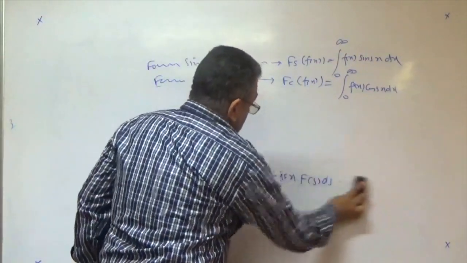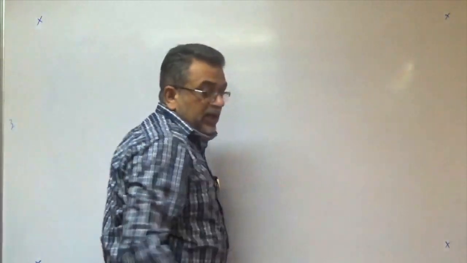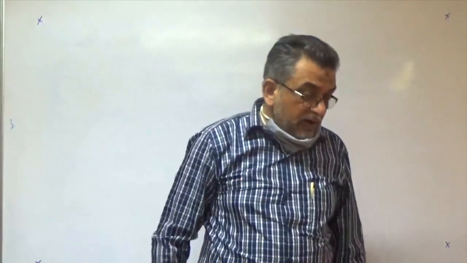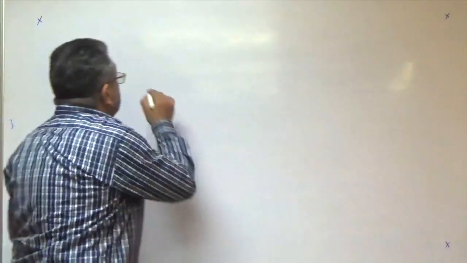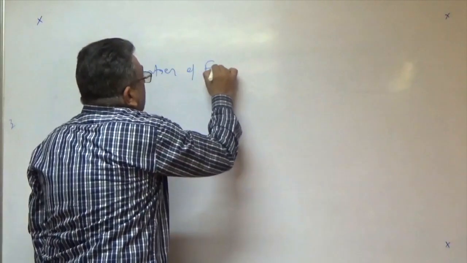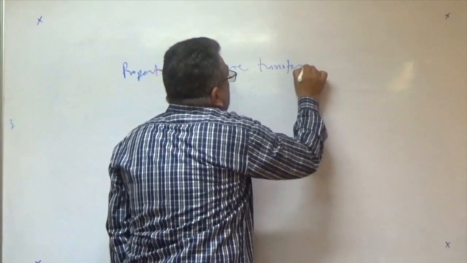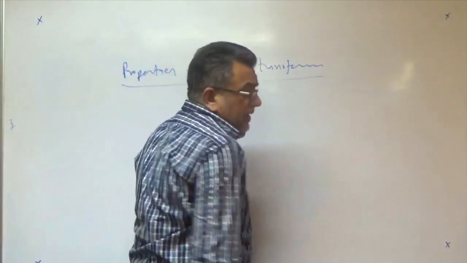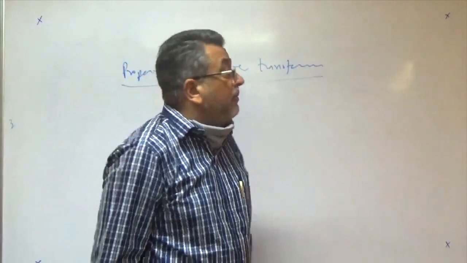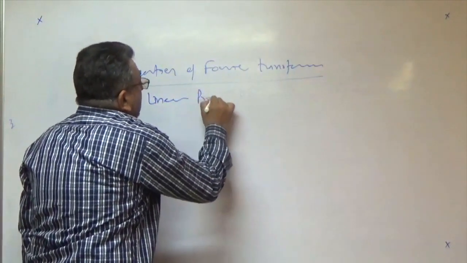I also took up some numerical examples directly based on the Fourier transform, showing how you can find the Fourier transform of a given function. And after that I was discussing properties of the Fourier transform, Fourier integrals, etc. In the last lecture I discussed the properties of the Fourier transform, in which I told you the first property, the linear property.